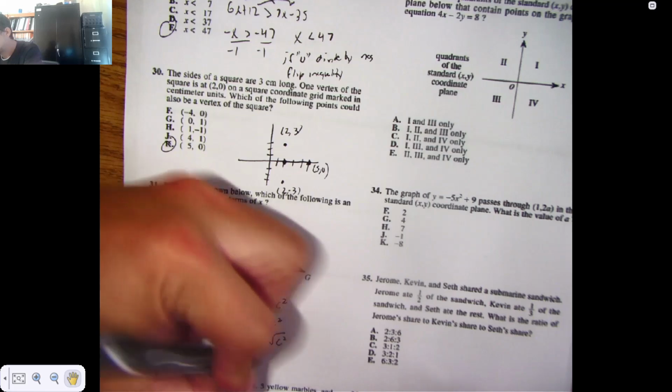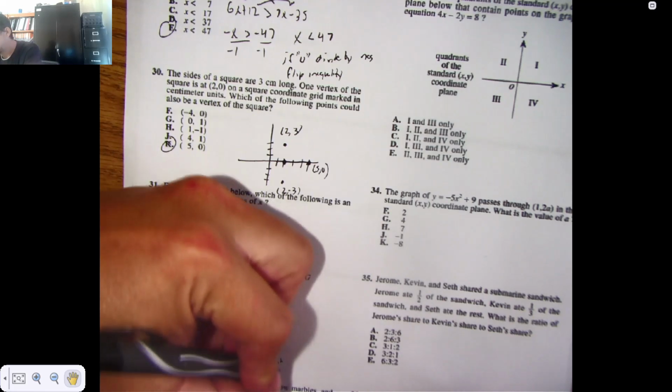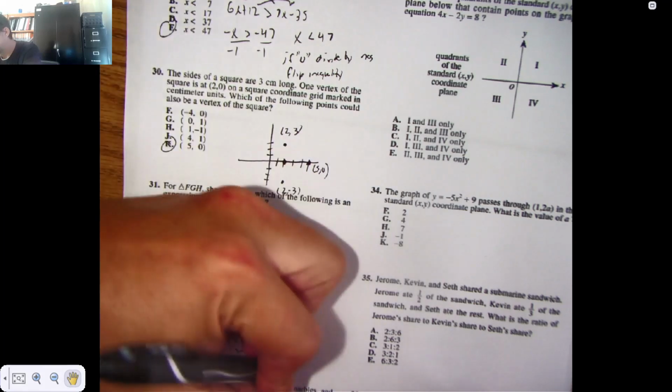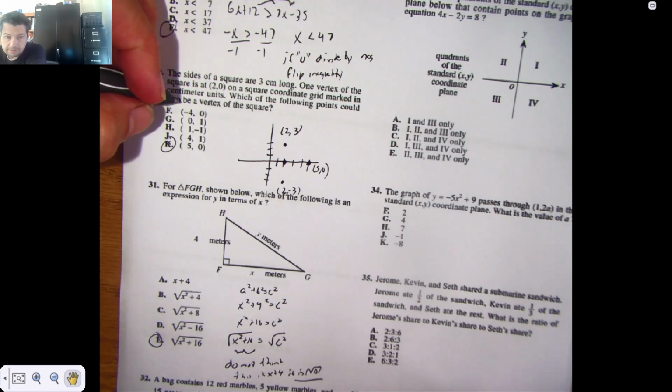You're welcome. Take the square root of both sides and you get choice E. Do not think this is x plus 4. It is not. It is the square root of x squared plus 16. That's what it is.